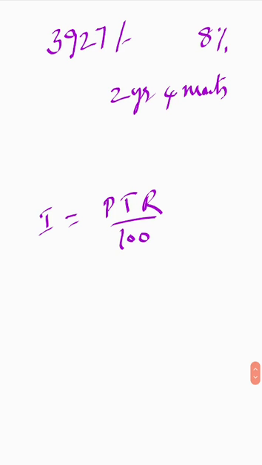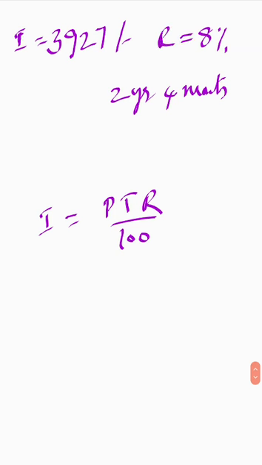So what are they asking? What sum will yield, they said. What sum, that means what is the principal amount that will give 3,927 interest? This means 3,927 is the simple interest given. And what is 8%?